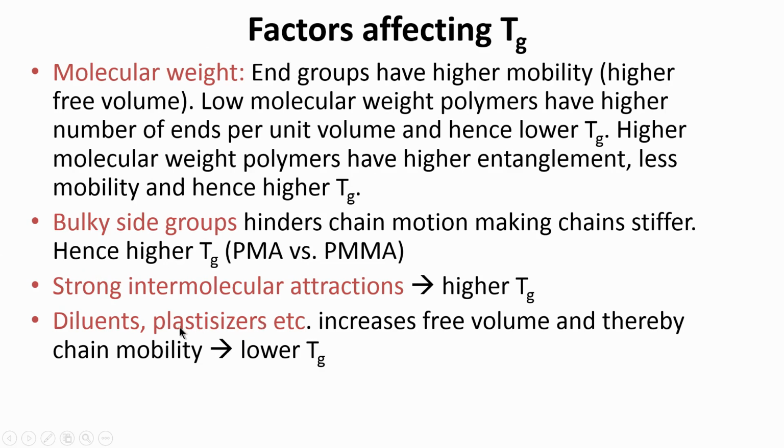If you add diluent and plasticizer at the time of polymer heating, this increases free volume and thereby the chain mobility will increase. So, this is one of the ways that you can lower the glass transition temperature of a particular polymer, and generally if it is a higher Tm it basically means that that polymer will also have higher Tg. Okay.